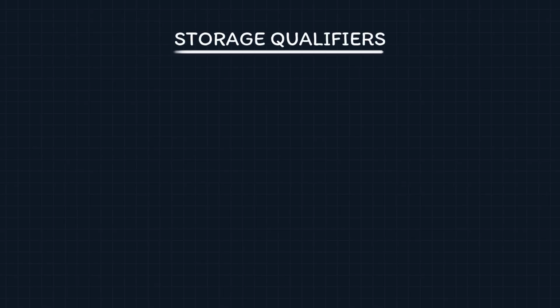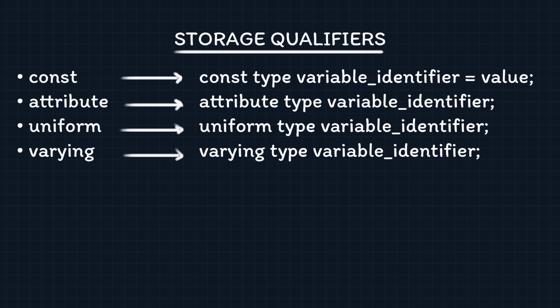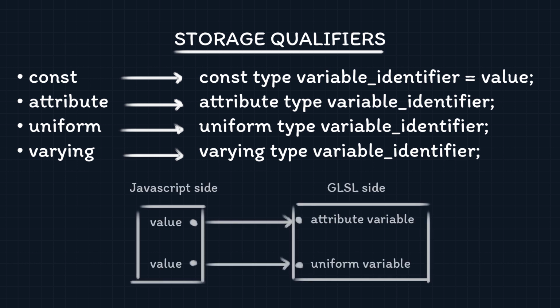There are 4 storage qualifiers. We've seen one of them earlier, which is const. Then we have attribute, uniform, and varying. I actually think it would be easier for you to fully understand the purpose of these qualifiers if you learn a little bit of pure WebGL, but still, here's a brief explanation. Attribute and uniform variables are variables that receive data from the outside of the GLSL code, from the JavaScript side of the application code more precisely.